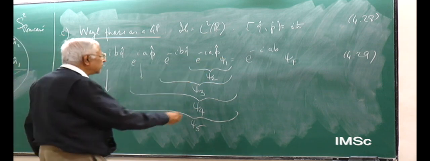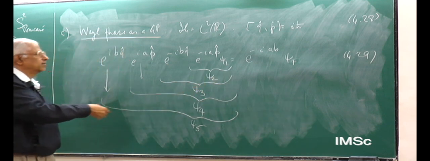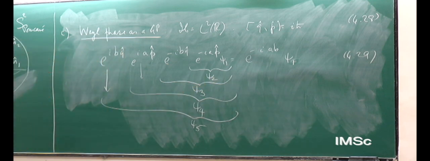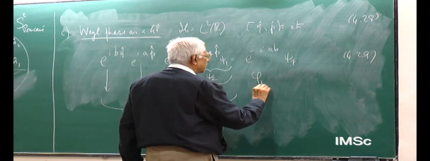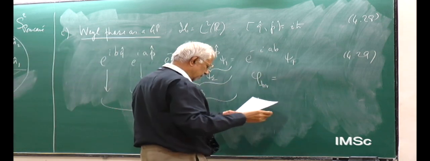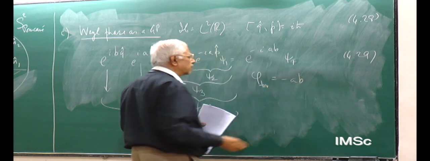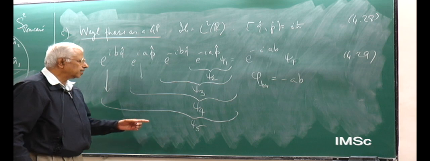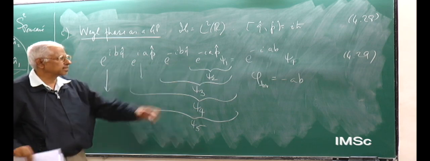And so you can see, now you can ask for this evolution, which is obviously closed at the level of ray space, you can ask what is the geometric phase. And you will see very quickly, this I will leave it as an exercise for you. The total phase is trivial. It is the phase of the inner product of psi 1 with psi 5, and that is minus AB.